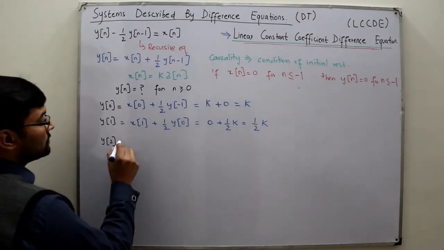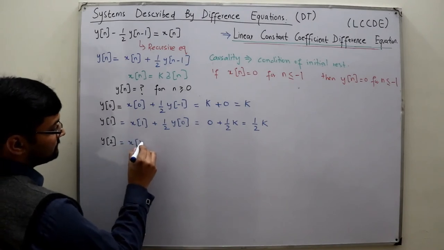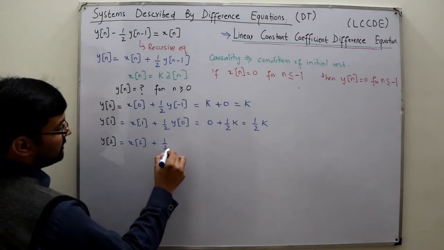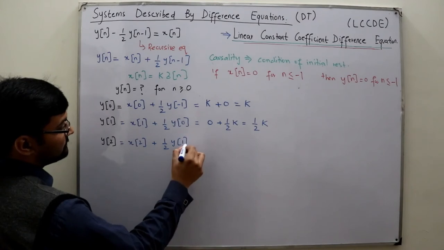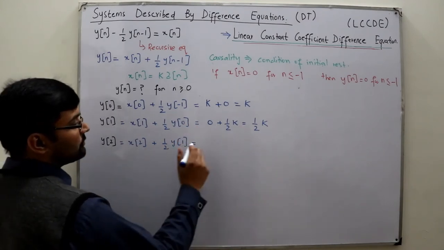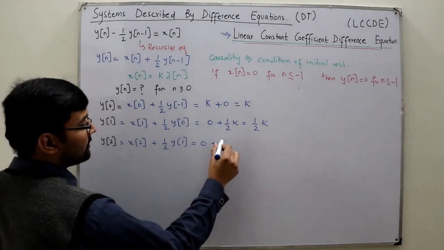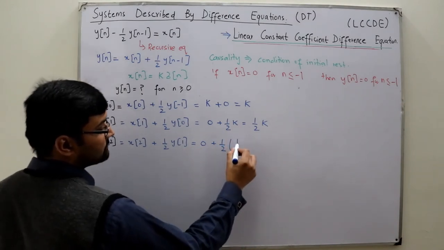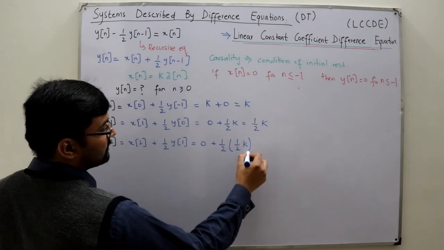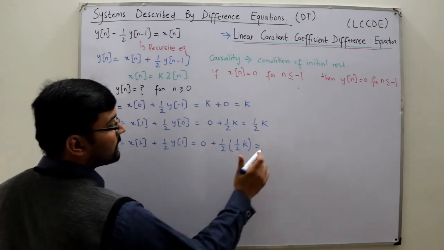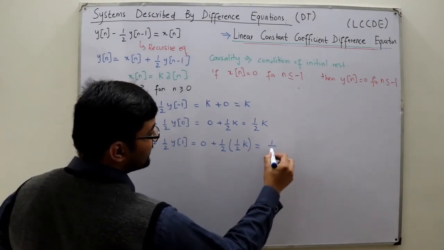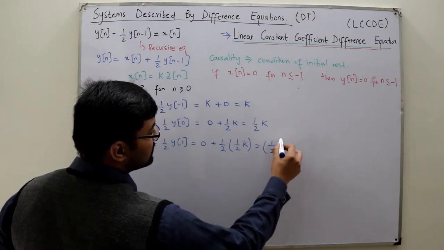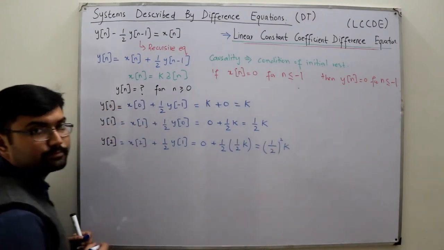y of 2 would be equal to x of 2 plus half of y of 1. x of 2 would be 0, plus half of y of 1, which is half of k. So can I write 1 over 4 in generalizing it? Can I write it as 1 over 2 squared into k?